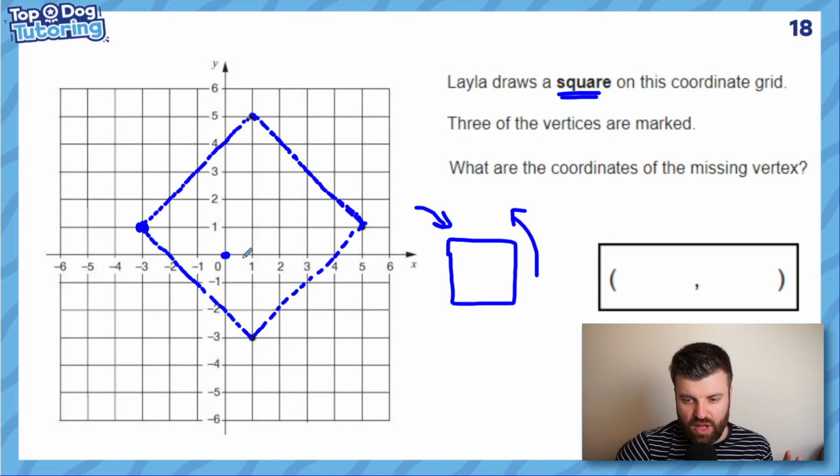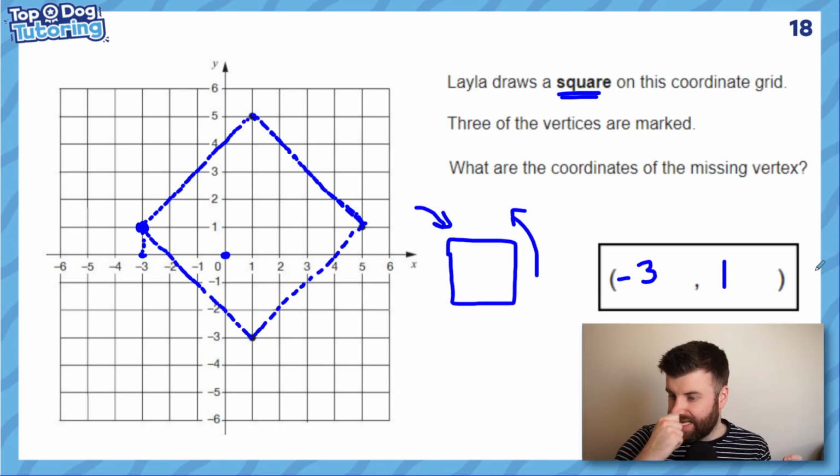Just this time, we're not going 1, 2, 3, 4 up towards the right. We're going down towards the left. But it doesn't matter. We still do the x-axis first. -1, -2, -3. So -3 is the x-axis reading. And then we go up still into positive numbers for y. But we just go up 1. So the missing vertex is -3, 1.